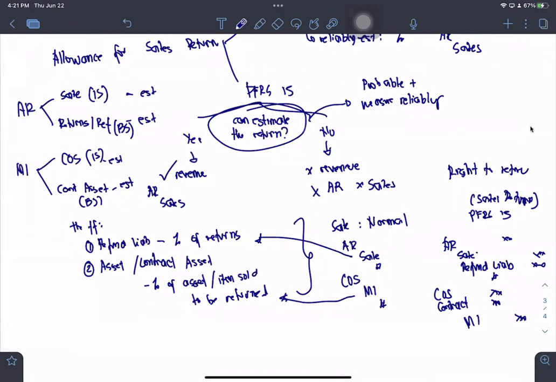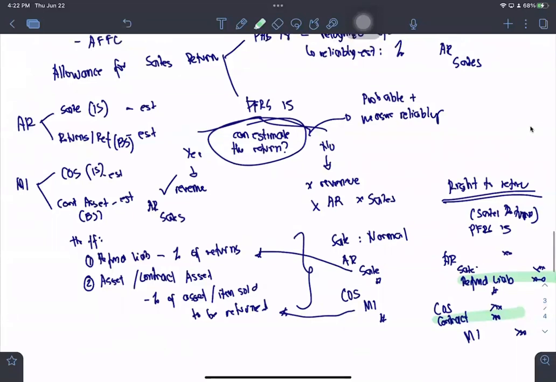So if in case there is a right to return under PFRS 15, or right of return, then you just need to recognize the following. Aside from recognizing your normal entry, you will have a refund liability for the sale, and for the cost of sales, you will have a contract asset. What is the refund liability? Refund liability is the, again, amount to be refunded or returned if in case there was a return of that asset. If not, then we have no refund liability.